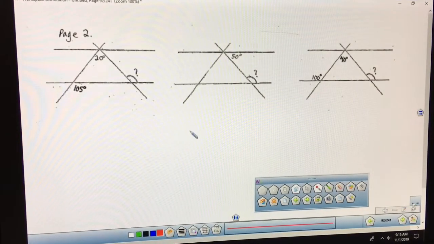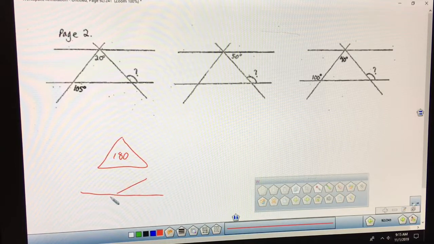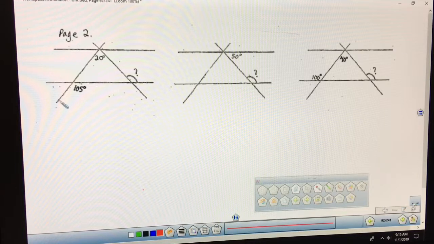Geometry. This isn't considered trig. This is considered geometry. So you have to know that the angle sum of the triangle is 180. You have to know that the angle sum of the straight line is 180 also. The angle sum of the triangle is 180 on the ACT and SAT. So here we go. The angle sum of the line is 180.